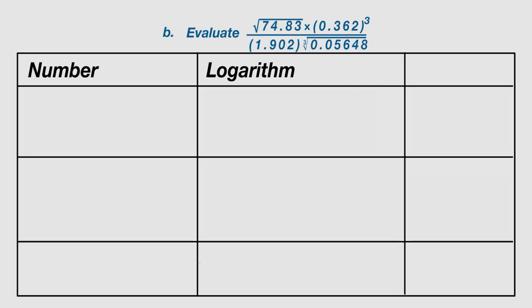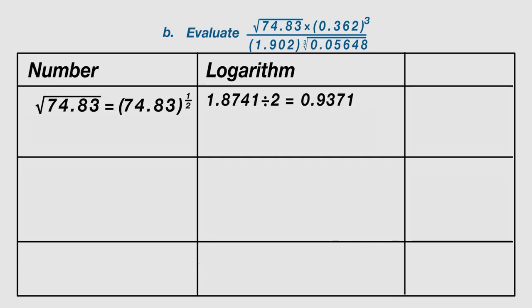So we have the first number, which is the square root of 74.83. And we have to rewrite that as 74.83 raised to the power half. Remember, square root is the same as power half. We read the log of the number and divide by 2. So under the logs, we are going to have 1.8741 divided by 2, which gives us 0.9371.